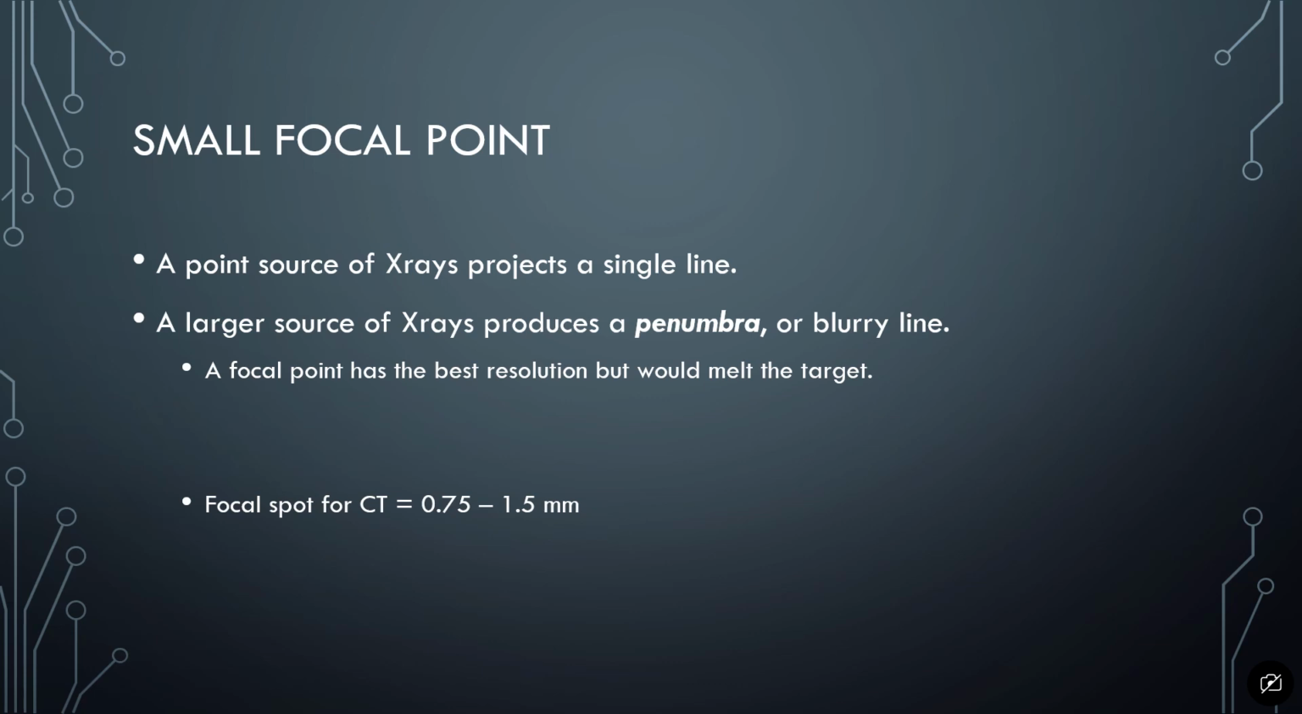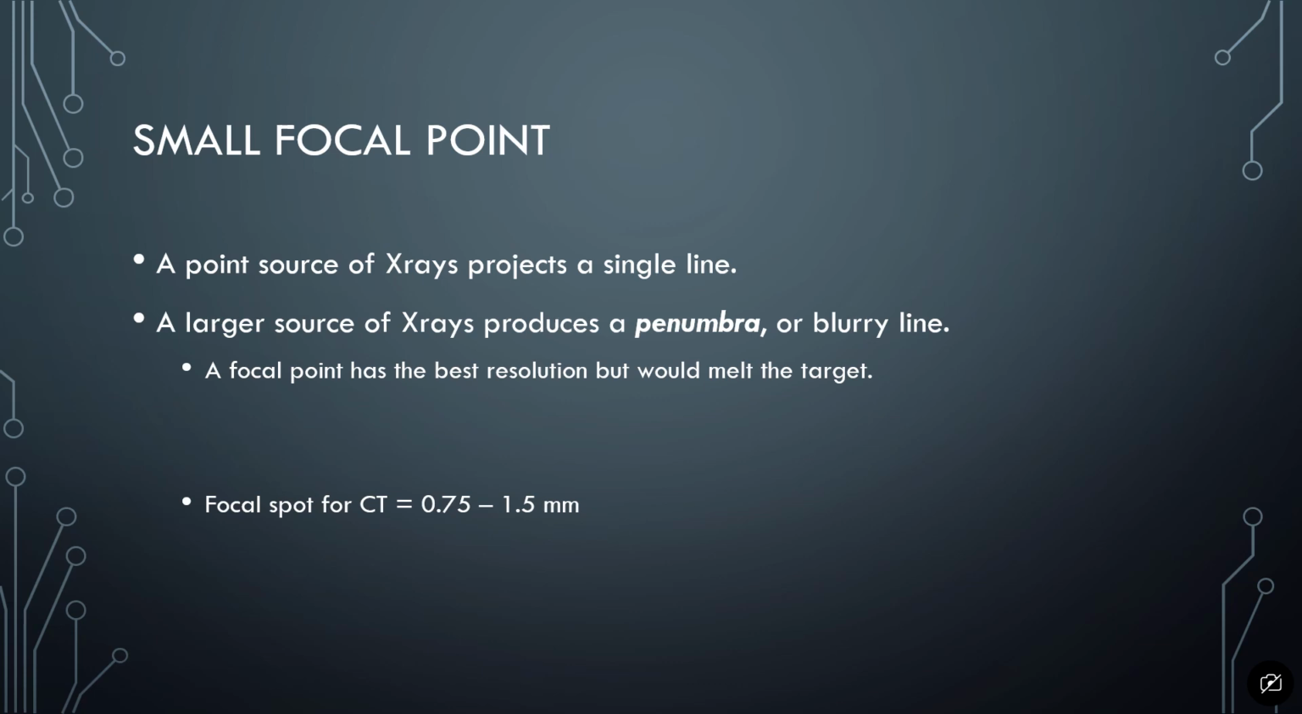If those electrons were in a straight line, then the X-rays would be a straight line, which would provide good resolution, but it would melt the target. So when they are produced in a cloud or blurry line, it produces a larger source of X-rays, called a penumbra.